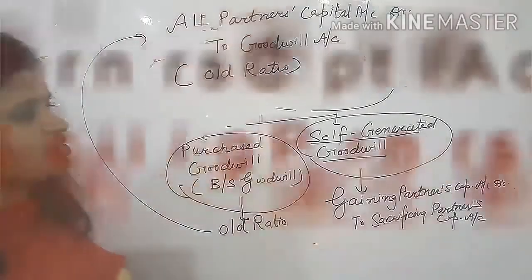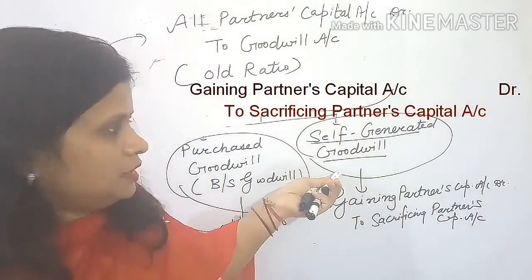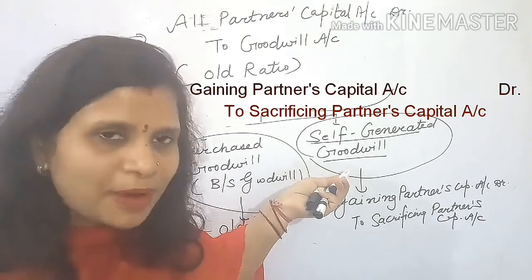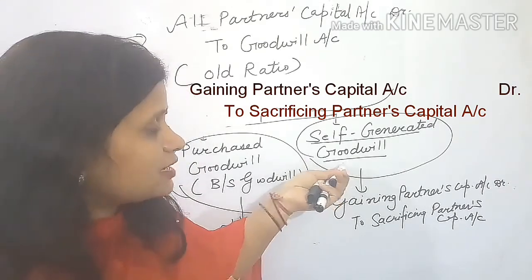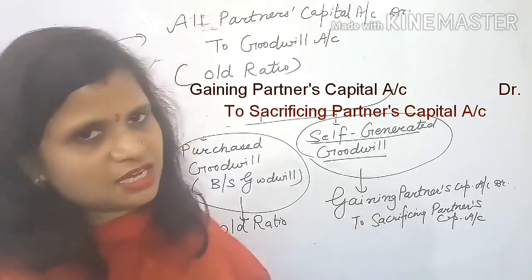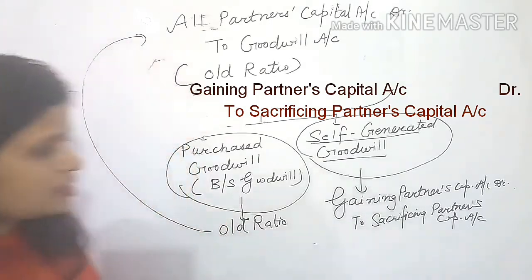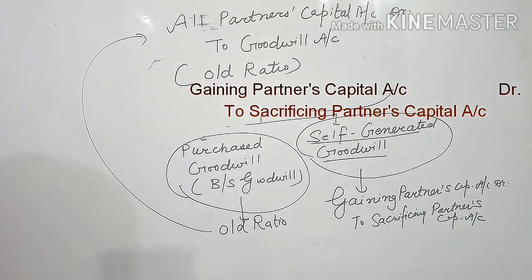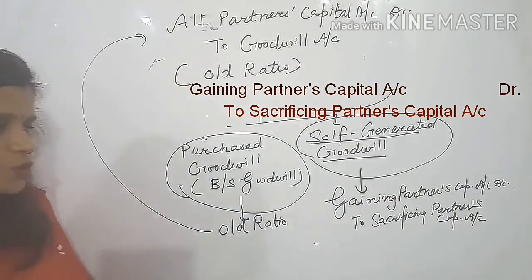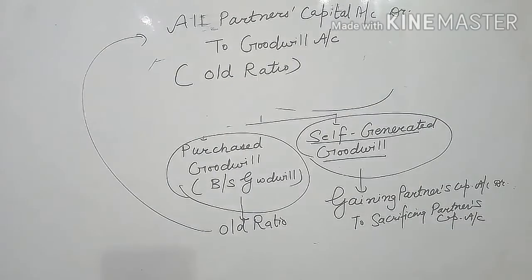And what about self-generated goodwill? Because the benefit of this goodwill, which has been earned as a result of the past effort, the firm will get in future. So the gainer will compensate the sacrificer for the share gained from the sacrificer. Its entry will be gaining partner's capital account debit to sacrificing partner's capital account.